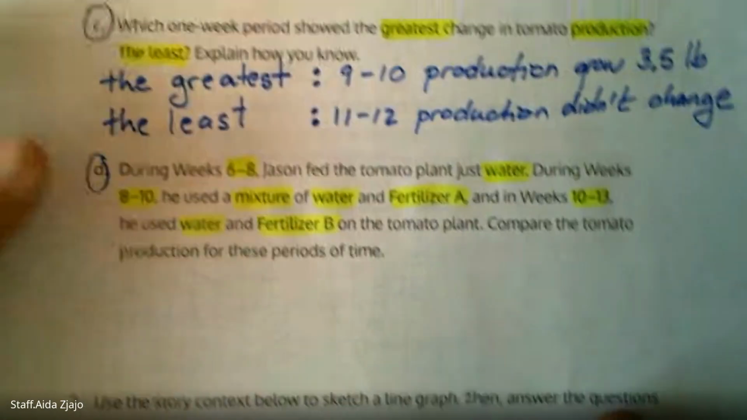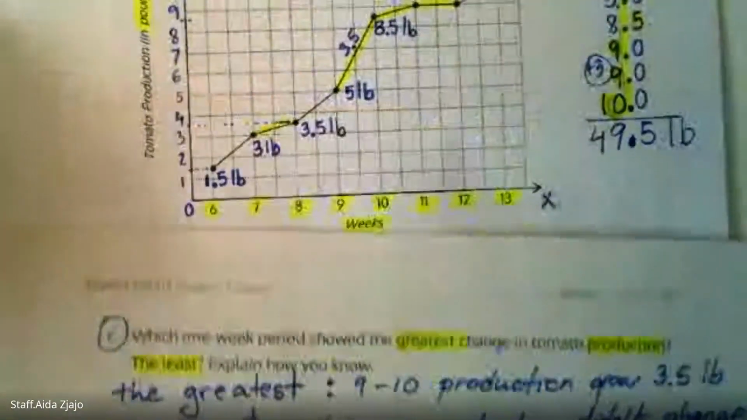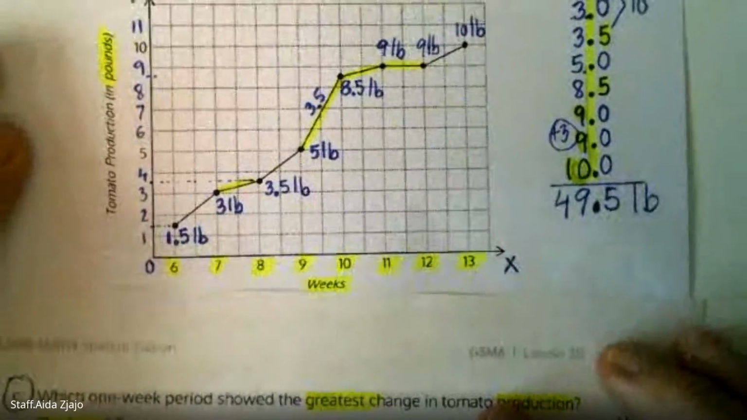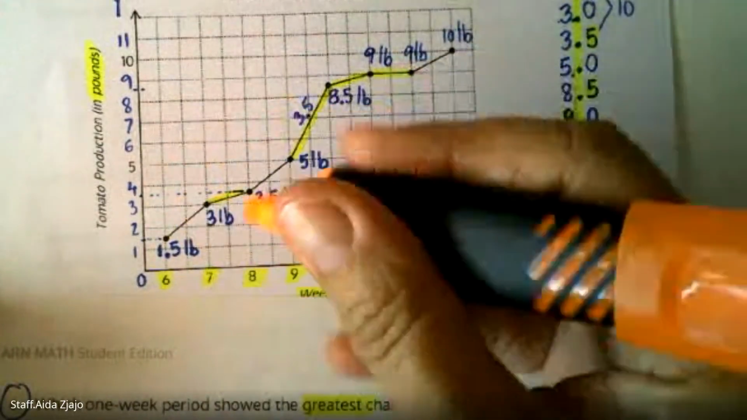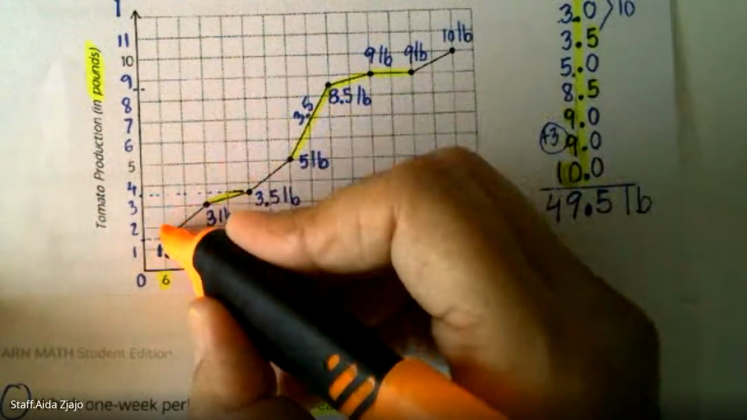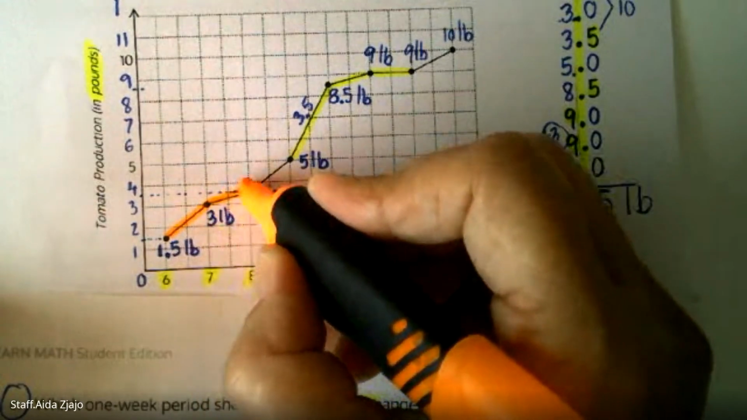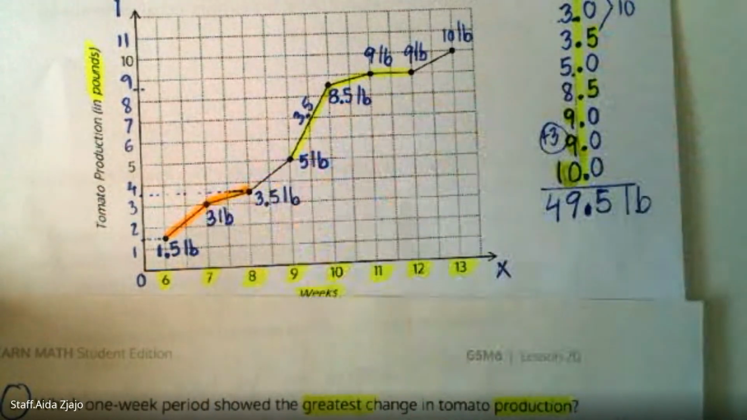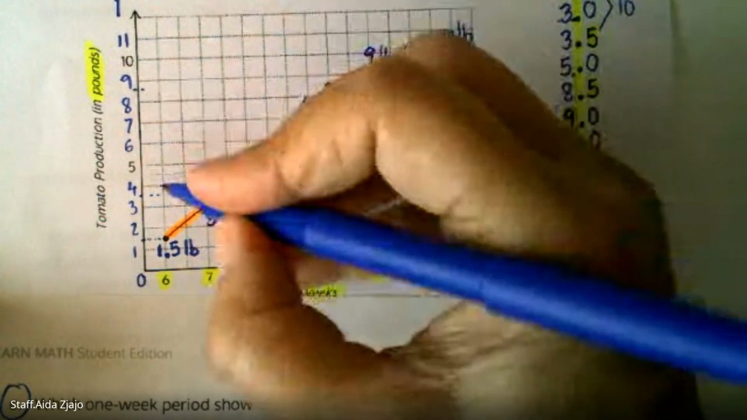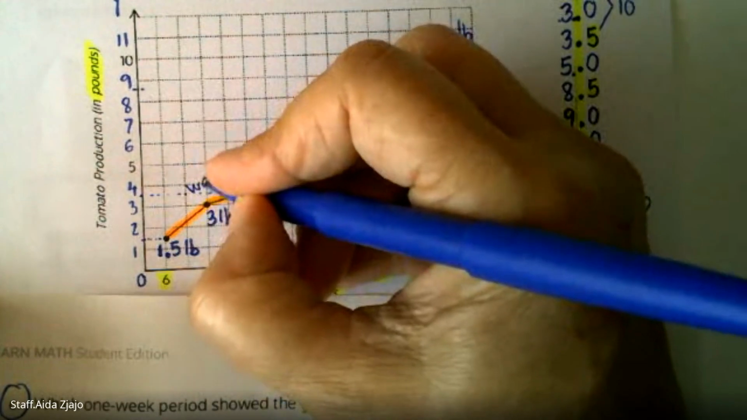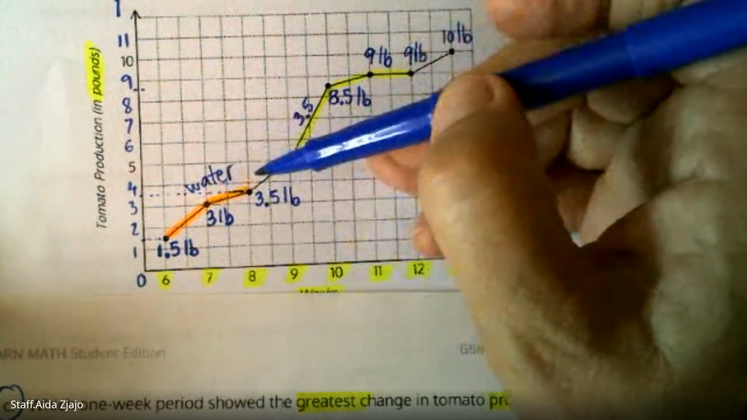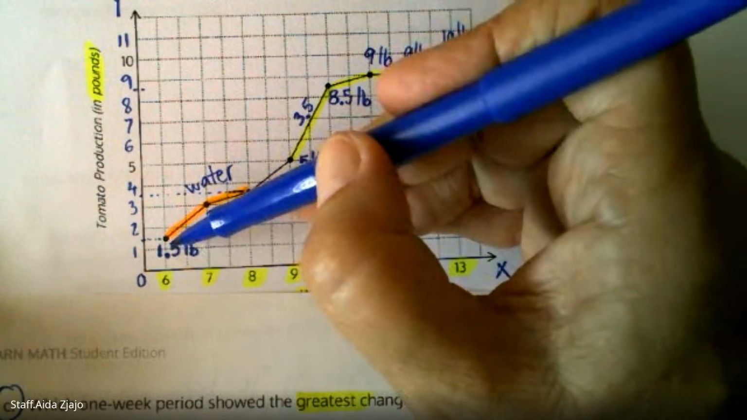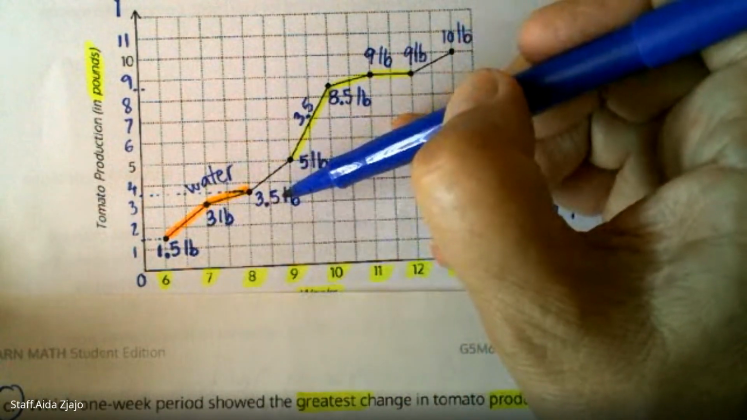So weeks 6 to 8, let's see if we can use the graph to help us. From 6, 7, to 8, he did only water. So that's the water. We only have growth from 1.5 pounds to 3.5 pounds.